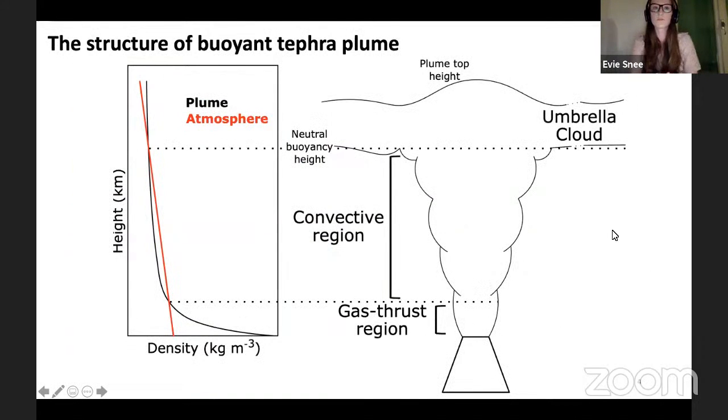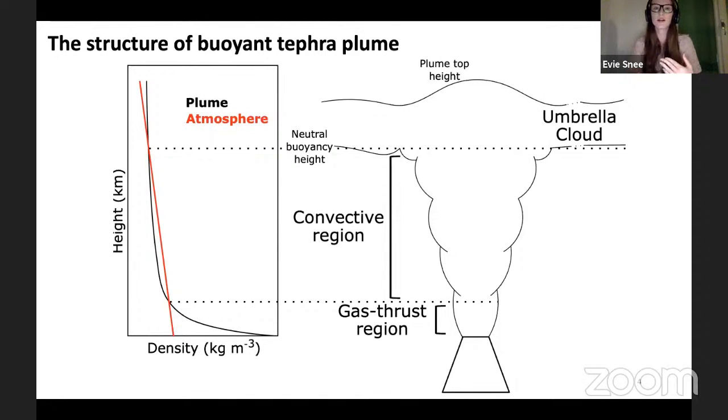So now I'm just going to briefly mention the structure of buoyant tephra plumes in general. When a volcano erupts, all this hot material is ejected out, and it's initially denser than the surrounding atmosphere. It is initially momentum driven, and it's called the gaseous region. As this mixture is very turbulent, it entrains air from the surrounding fluid, and the buoyancy of the plume decreases to a point where the density of the plume is lower than the density of the atmosphere. In this region, buoyancy is the main driving force, and it's called the convective region.